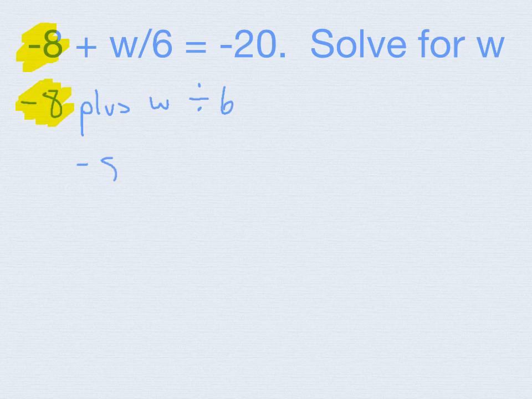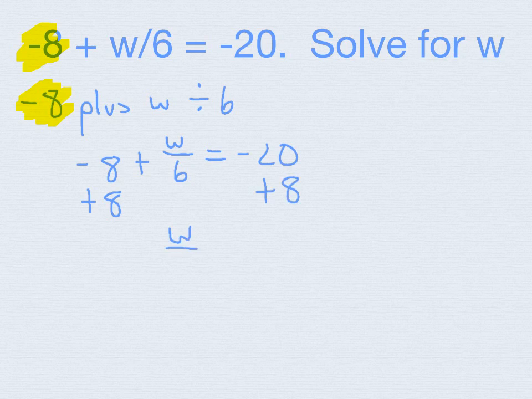So if I have negative 8 plus w divided by 6 equals negative 20, I'm going to do the inverse over here and add 8. So I end up with w divided by 6 equals negative 12.